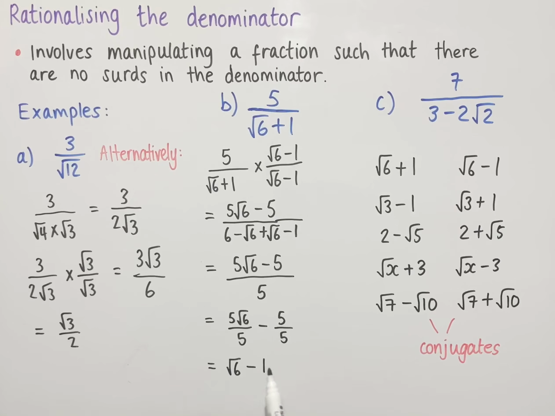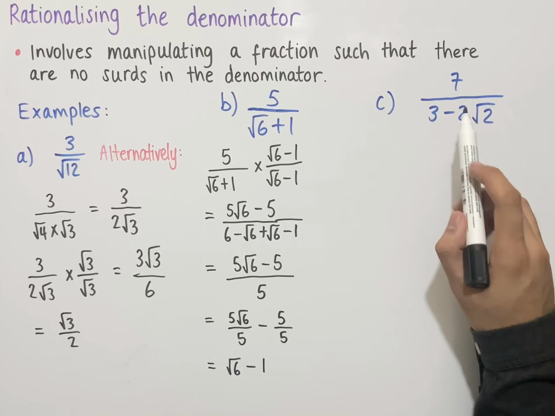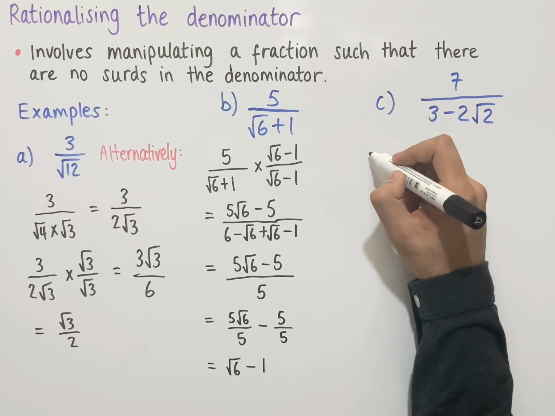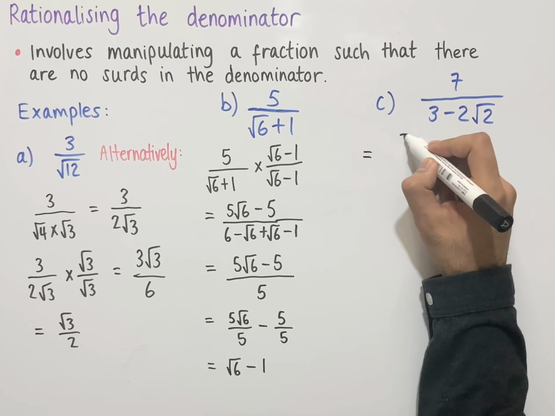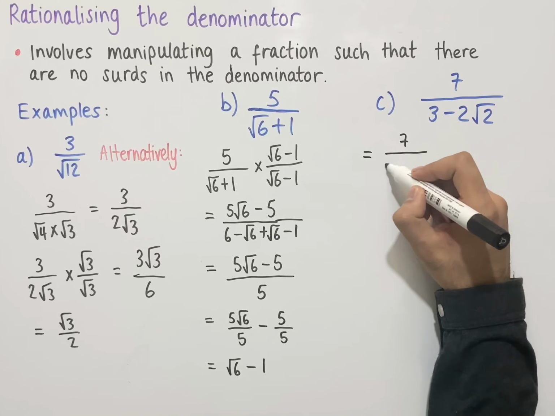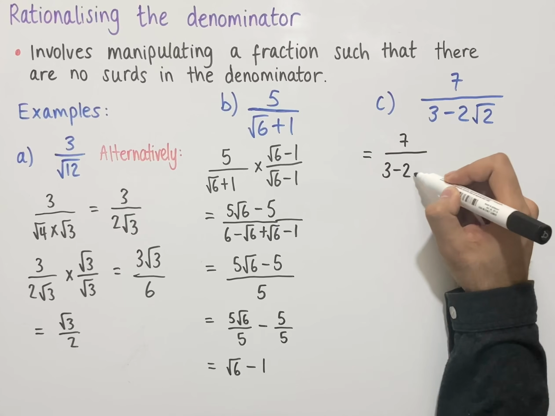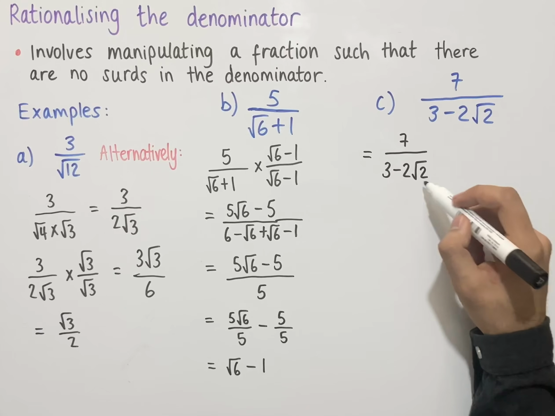So in this case, we don't have a denominator with any surds in it. If we wanted to think of this as the denominator, we could think of this as root 6 minus 1 all over 1. But a simpler way to write this would just be root 6 minus 1. And so we don't need to include the 1 in the denominator. In the final example here, we have 7 over 3 minus 2 root 2. And so in this case, what we need to do again is multiply by the conjugate of the denominator.